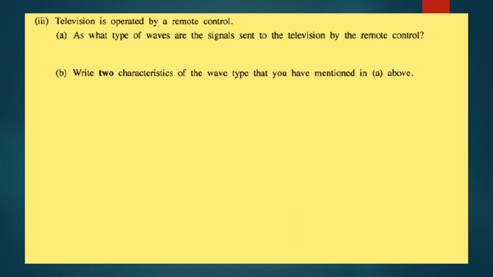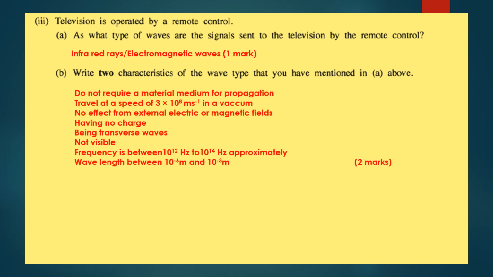Part 3. Television is operated by a remote control. A. As what type of waves are the signals sent to the television by remote control? As infrared rays, or you can write electromagnetic waves. 1 mark. Part B. Write 2 characteristics of the wave type that you have mentioned in A above. Do not require a material medium for propagation. Travel at the speed of 3 × 10^8 meters per second in a vacuum.